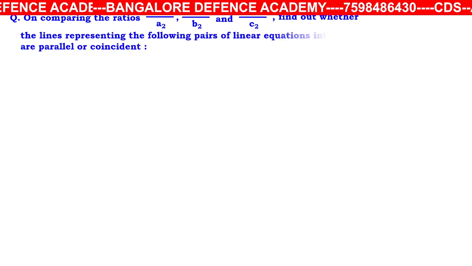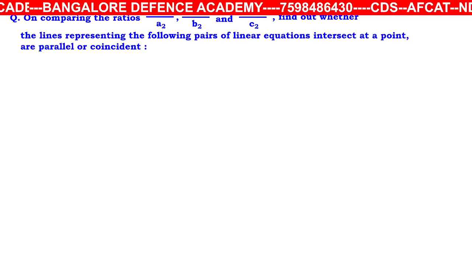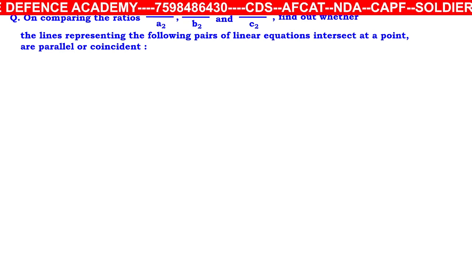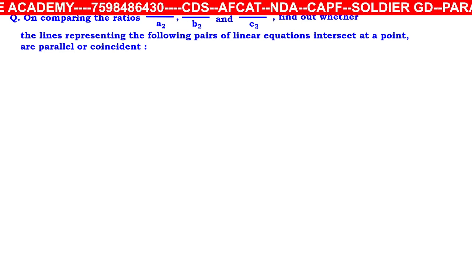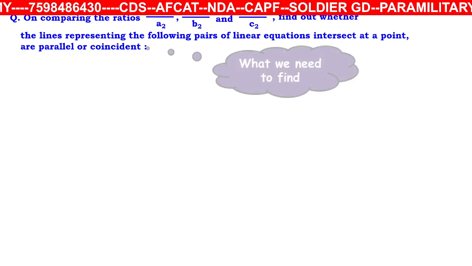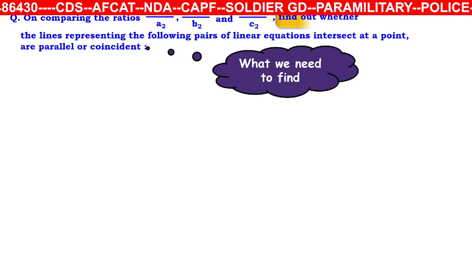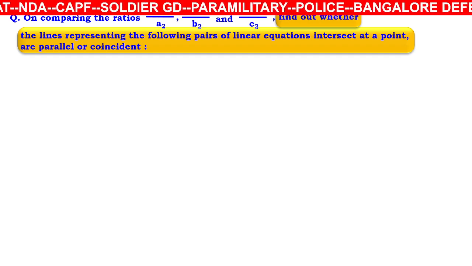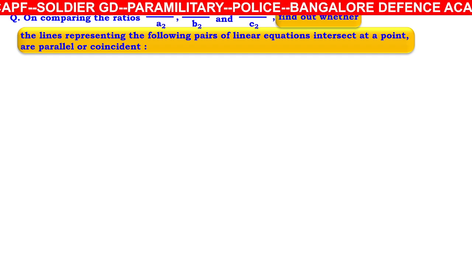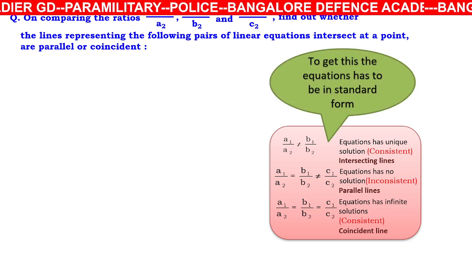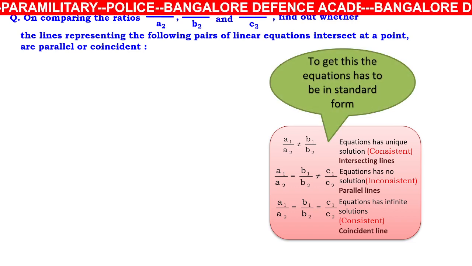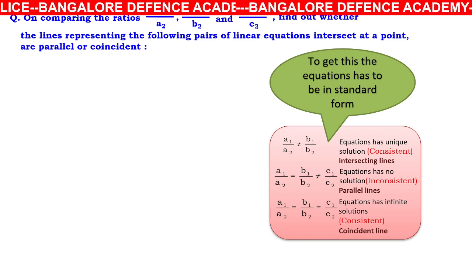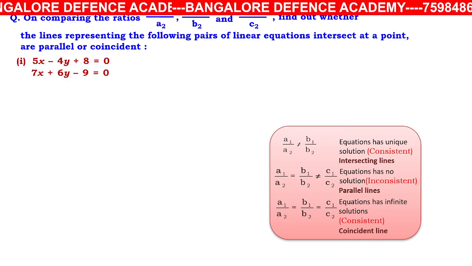Fine. On comparing the ratios a1 by a2, b1 by b2, c1 by c2, find out whether the lines representing the following pairs of linear equations intersect at a point, are parallel or coincident. So three conditions I have to check. To get this, the equation has to be in the standard form. So we have seen the conditions of consistent, inconsistent, intersecting, parallel lines, and coincident.